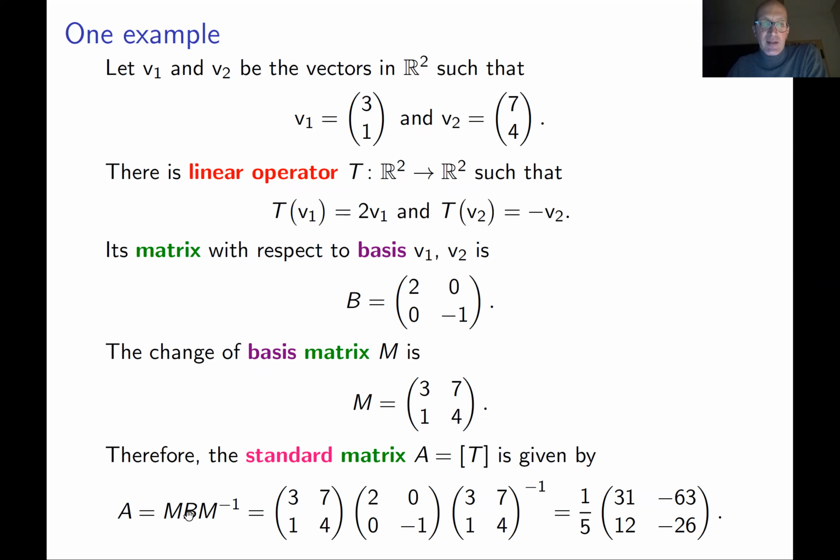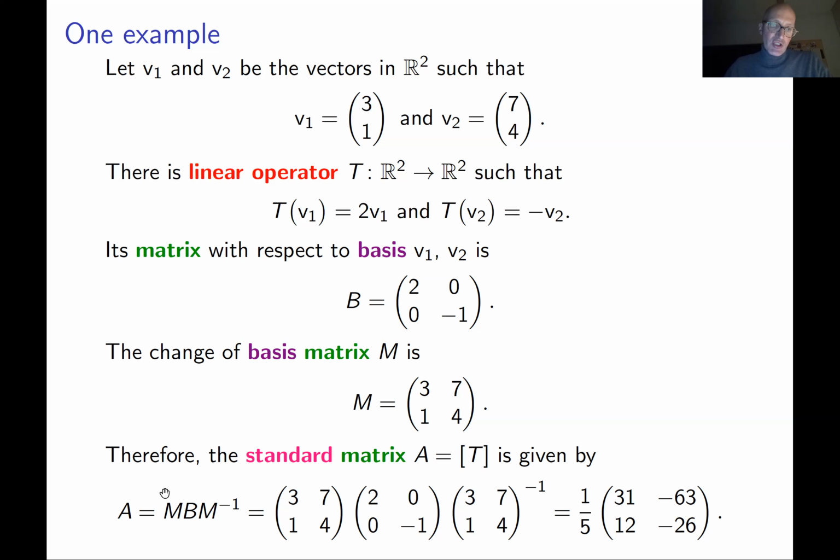We multiply M times B times the inverse of M, and this has to be your matrix A. Matrix A is the standard matrix of the linear operator T. And you get this matrix. You see, it's not a very nice matrix, but it's written in the standard basis. Okay, good.